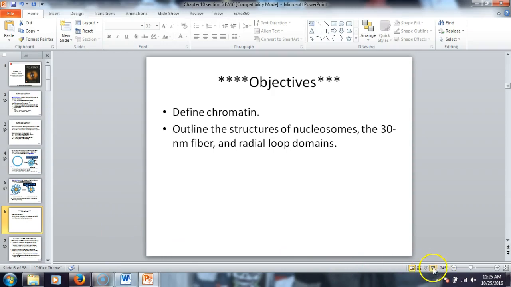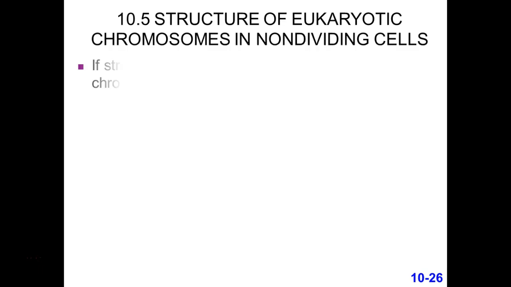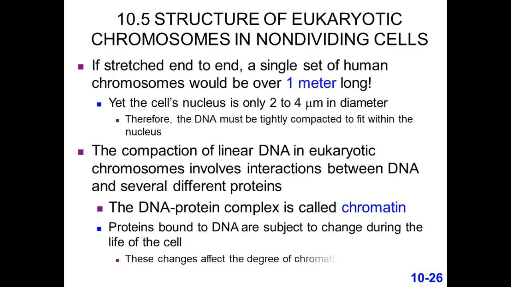So this is the section that we need to focus on, and so we need to be able to define chromatin. We need to outline the structure of the nucleosomes, the 30 nanometer fiber, and the radial loop domains. And remember, this is for eukaryotes. So this is our next section. This is structure of eukaryotic chromosomes in non-dividing cells.